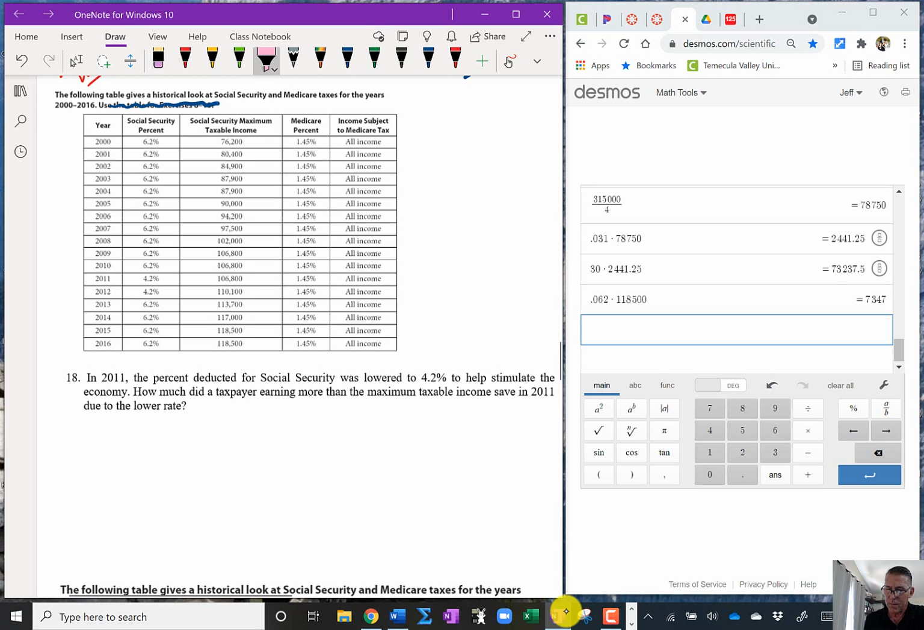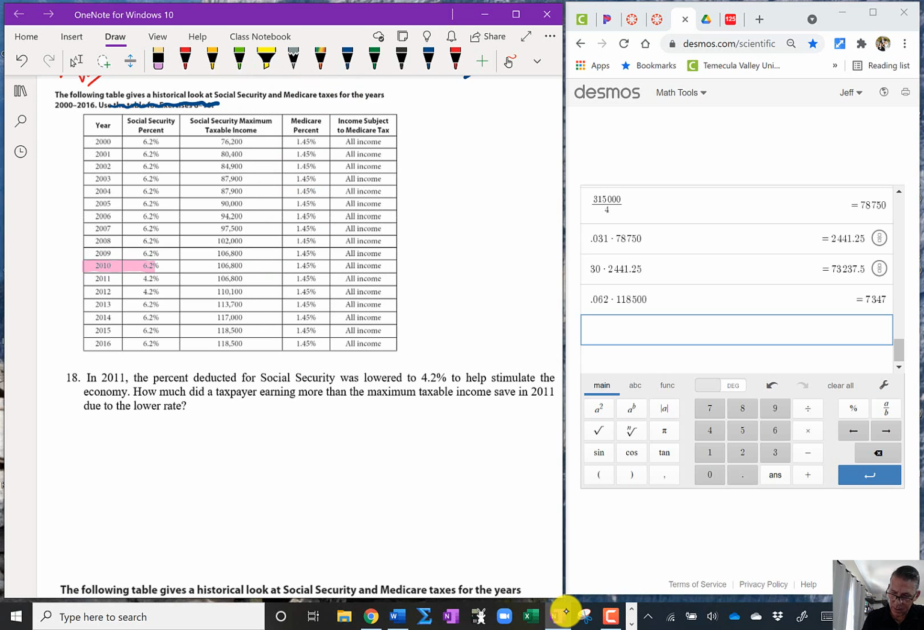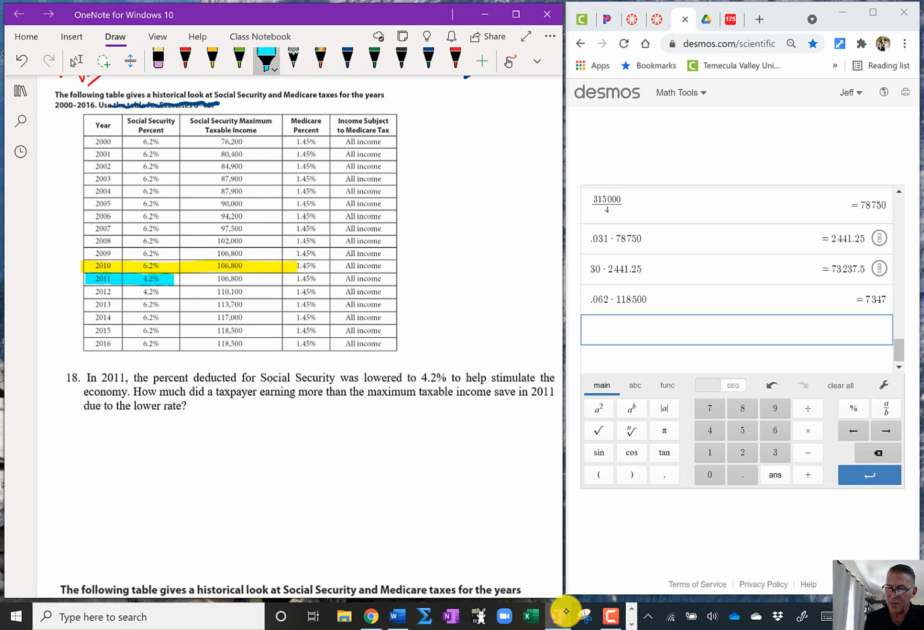So this is the Social Security max. It says so up here, Social Security maximum taxable income. So that didn't change, but the percentage did. And what that means is that the people in 2011 kept 2% more of their income, out of this number here, out of the 106,800. So they kept more money, and if you have more money, then you have more money to spend, and when people spend, that stimulates the economy. That's why it says stimulate the economy in here.